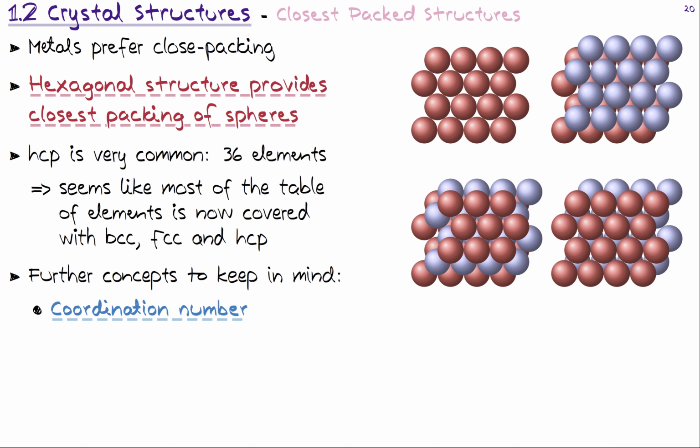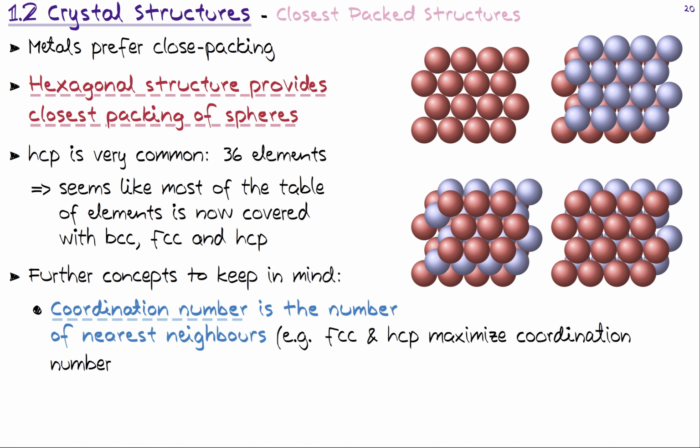And a further concept I would like you to keep in mind and appreciate is something known as the coordination number. Depending on the branch of science, whether you are more of a biologist or chemist working with proteins and molecules, or a solid-state physicist, in any case our definition for coordination number is the number of nearest neighbors that we have in our lattice. So for the FCC and HCP, these maximize the coordination number of these structures, and for them it's 12.